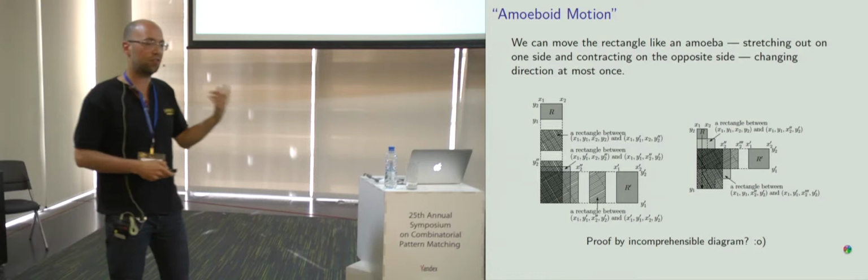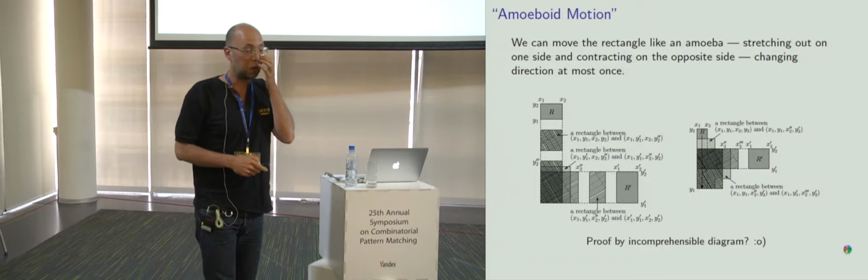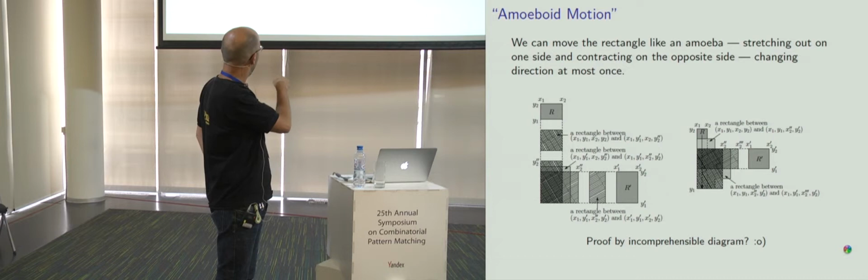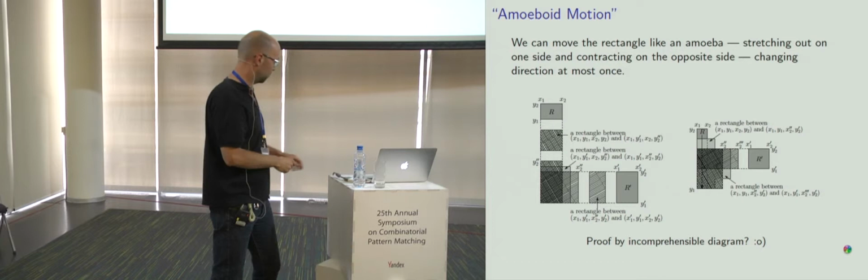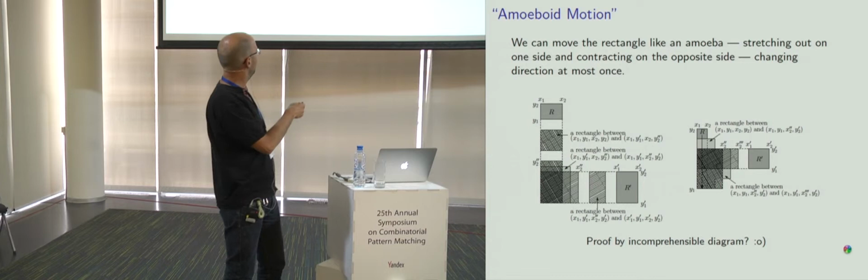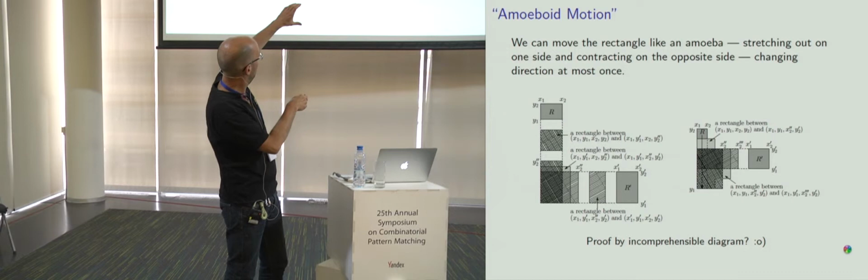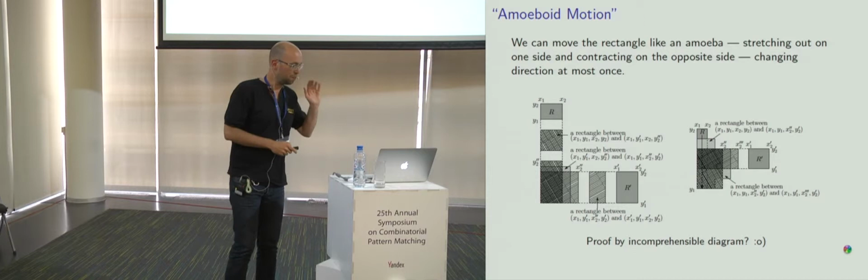So this is a nice, simple path that changes direction once, or this is another weird case. Oh, rats, I wasn't supposed to show that to the end. But it's not actually incomprehensible. You start here and you sort of contract down, and then you contract up, and then you slide along. Okay? So, amoeboid motion.